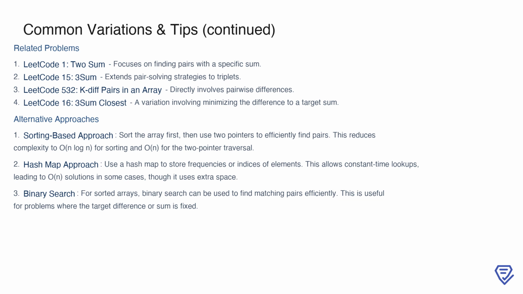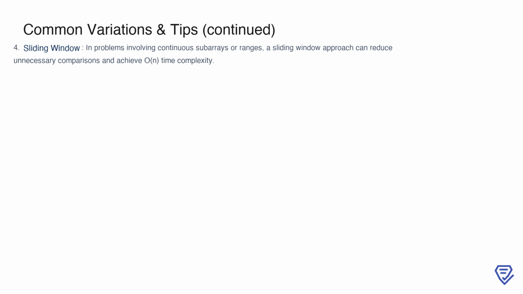Finally, the sliding window technique is a versatile approach, particularly for problems involving continuous subarrays or ranges. By dynamically adjusting the window size, this method avoids unnecessary comparisons and achieves n time complexity. It's especially useful in scenarios where you're working with ranges of values or looking for specific patterns within subsets of the array. Mastering these techniques and understanding when to apply them will greatly enhance your problem-solving toolkit, making you more efficient and effective in tackling a variety of coding challenges.